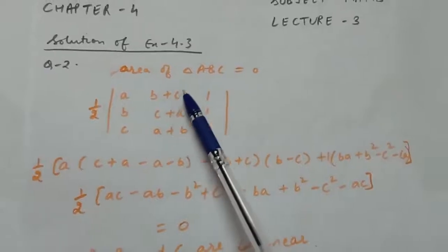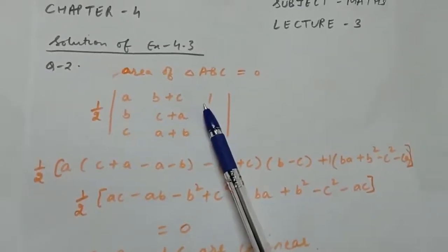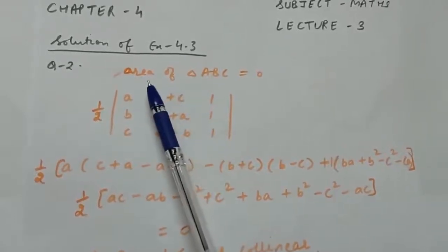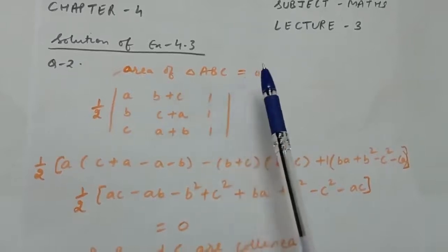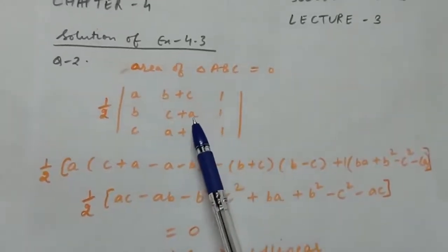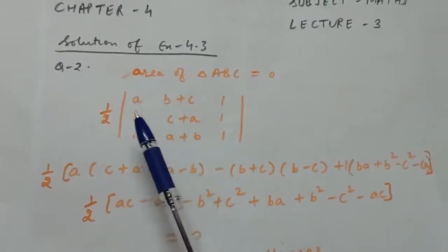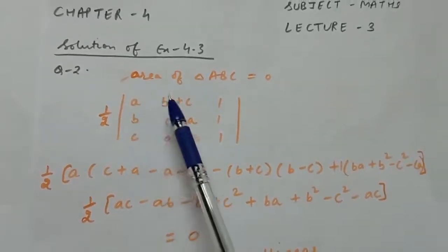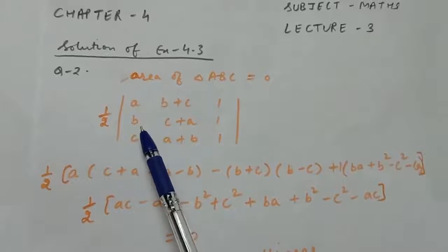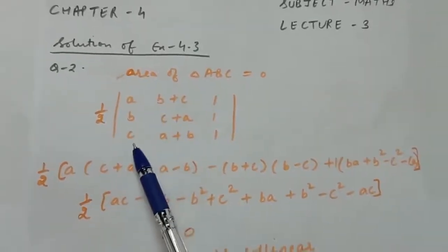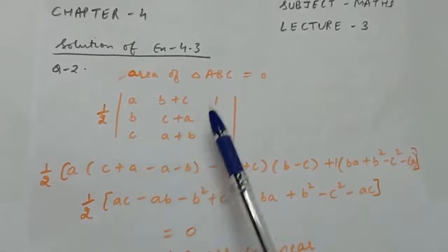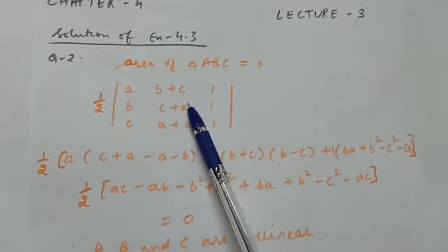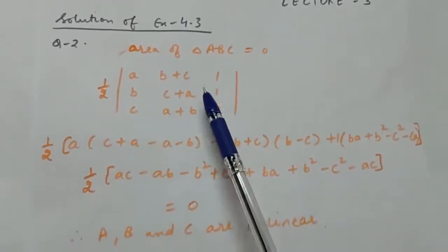So question second is to show that the 3 points A, B, C are collinear. To show the 3 points A, B and C are collinear, you have to show area of triangle ABC is equal to 0. So let us find the area of the triangle formed by these 3 points. So area will be half, and inside the determinant, the first point A, B plus C, second point which is B, C plus A, and the third point C is given as C, A plus B. And in the third column write down 1. Now solve this. If this is equal to 0, then we can say A, B and C are collinear.